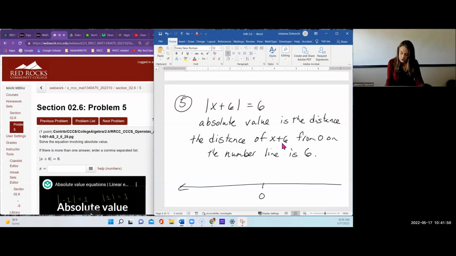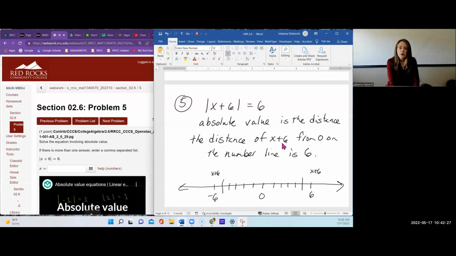When you draw a number line, you have arrows at each end, and you have 0 as sort of a guide to where you are on the number line. Now I'm saying that the distance that x plus 6 is from 0 is 6. So it could be 6 steps to the right at 6, or it could be 6 steps to the left at -6. Either x plus 6 is sitting here or x plus 6 is sitting there. It's sitting in one of those two places.